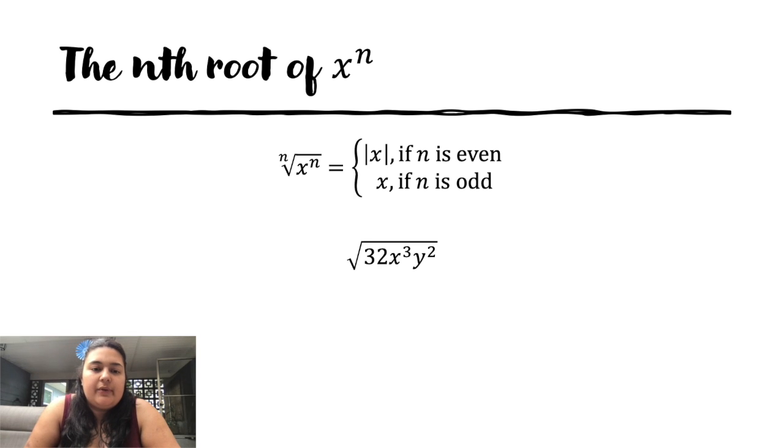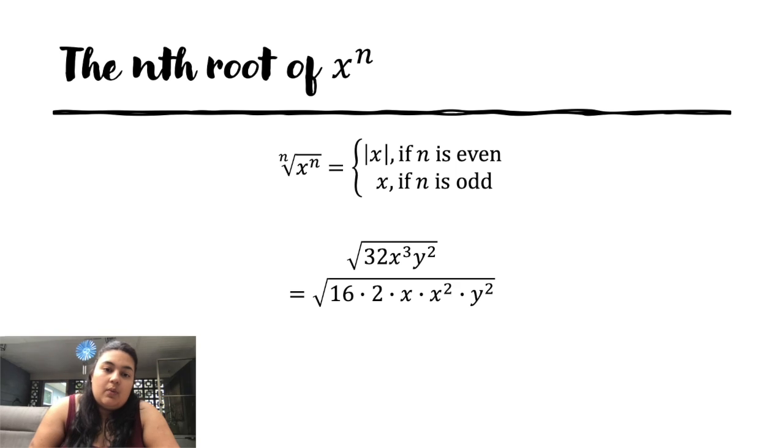I have the square root of 32 times x cubed times y squared. So I'm going to split it up. There we go. So why did I not break 16 down? The reason why I did not put 16 into prime factors is because 16 is a perfect square. Why do I want to expand it when I know what the square root of 16 is? I know it. We're good.